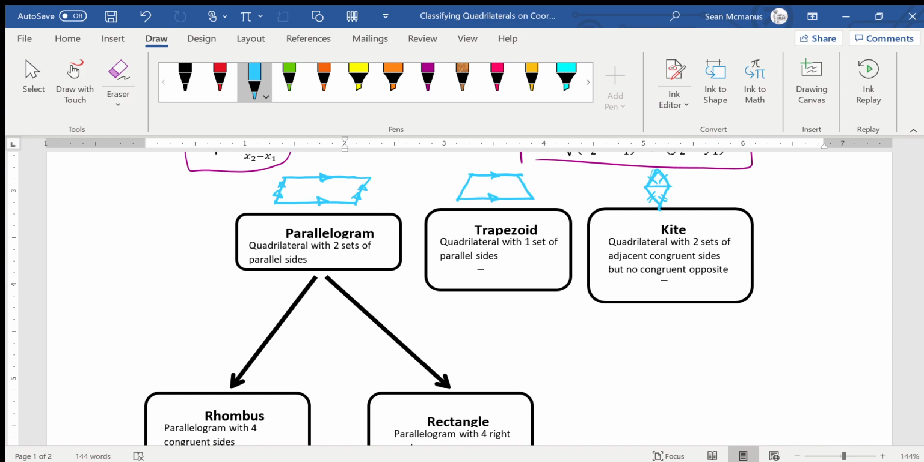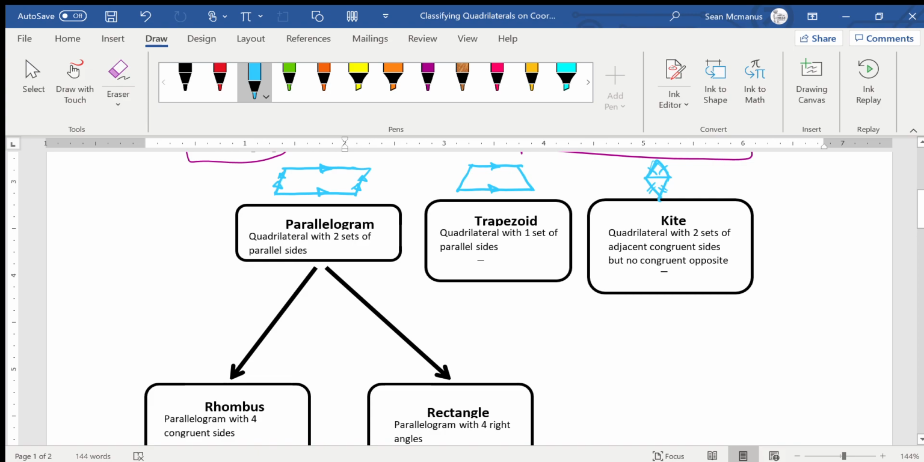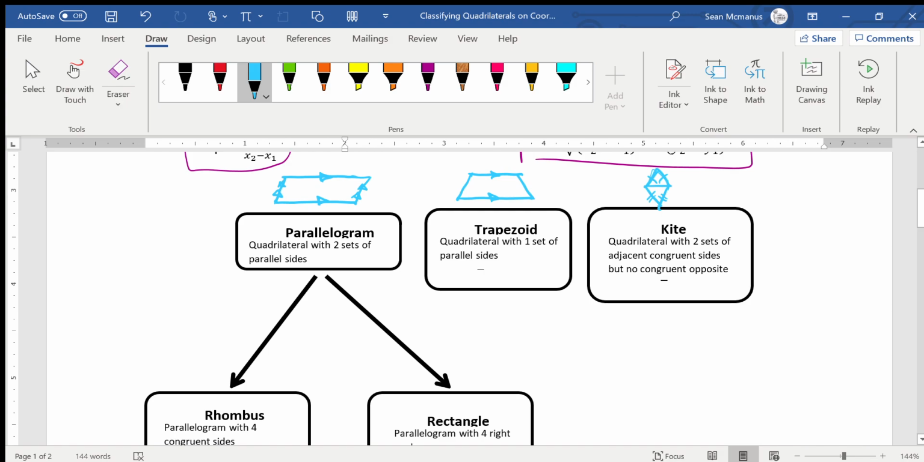In a traditional classroom setting, we'd spend a whole lot of time on all of these, doing lots of investigation. We're going to focus primarily on parallelograms and work our way down, so we're not going to see too many trapezoids today. So parallelograms: quadrilaterals with two sets of parallel sides. Again, I don't like to say top and bottom, but as long as the top and bottom are parallel with each other, and the left and right are parallel with each other, that's a parallelogram.